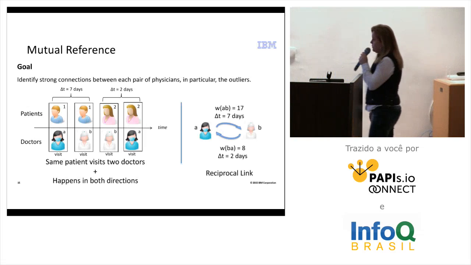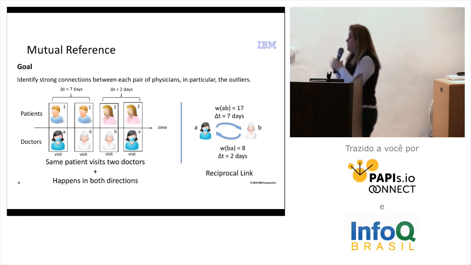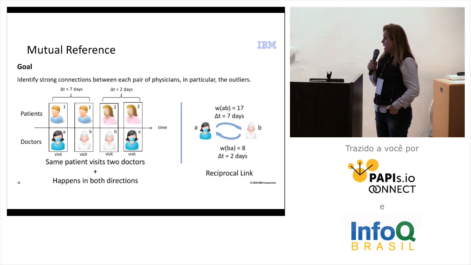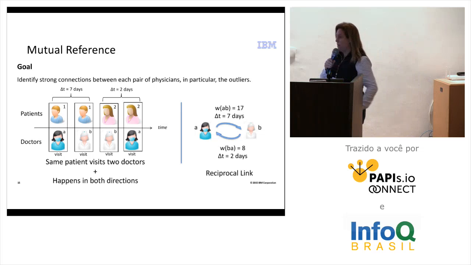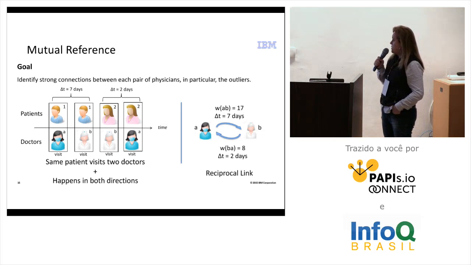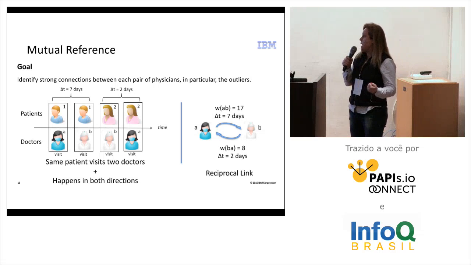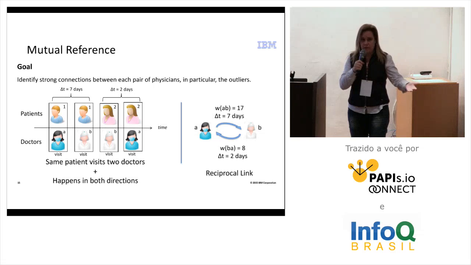So the first metric that we built was trying to identify strong connections between each pair of physicians, in particular the outliers. So how will we build this? We have the patients and the doctors, and we create a network using the timestamp of the consultations. So when patient 1 went to physician A, and then went to physician B, we create a link from A to B. And then we go back to A on another day, after that we create another link. It could be the same patient, it could be another patient.